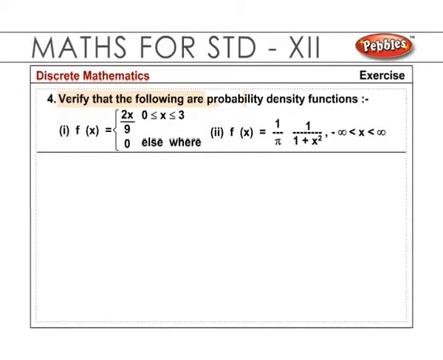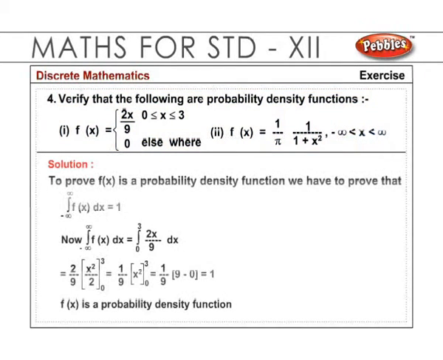Verify that the following are probability density functions. f(x) = 2x/9, 0 ≤ x ≤ 3, 0 elsewhere. f(x) = (1/π) · 1/(1 + x²), −∞ < x < ∞.